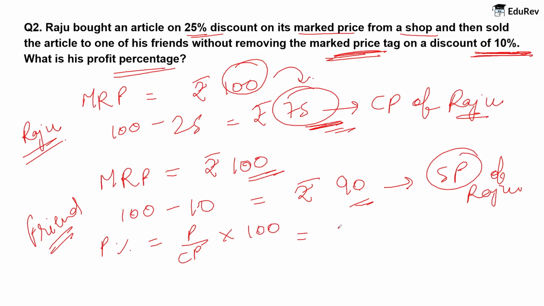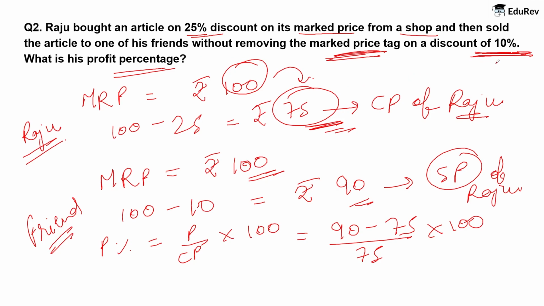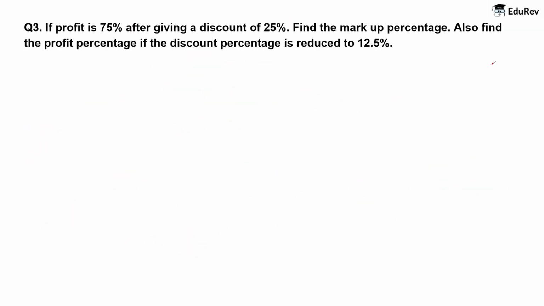So profit over here will be 90 minus 75, that is SP minus CP upon CP into 100. So when you solve this particular thing, you get 15 in the numerator divided by 75 into 100. No need to use a calculator. You know that this will be 5 and this becomes 20%. So Raju had got a profit of 20% on selling that particular article. So again, a very simple question.